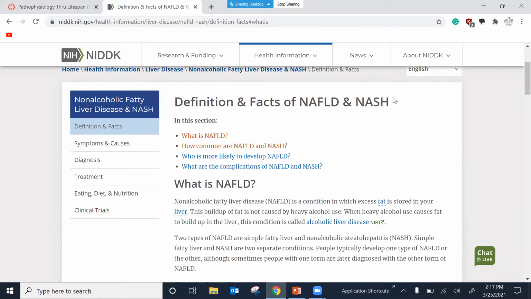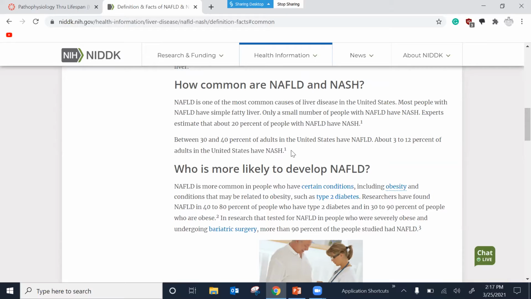Non-alcoholic fatty liver disease. This is such a big deal that this is now the leading cause of liver transplants. In the United States, if you need a new liver, chances are this is why. How common is NAFLD? 30 to 40% of adults in the United States. That's a ton of people who have non-alcoholic fatty liver disease. This isn't even counting the people who have alcoholic liver disease.